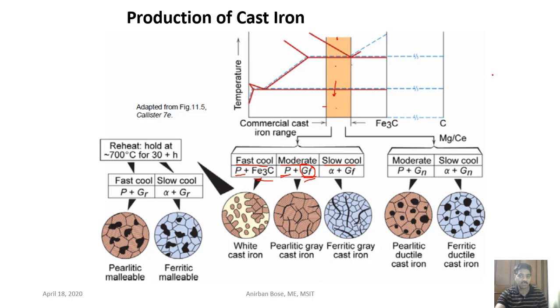Now if you add magnesium or cerium to the structure, then in the presence of magnesium the final structure will again be pearlite and graphite, but now the graphite is not in the form of flakes, it is in the form of nodules. N indicates the nodular or spherical shape. So pearlite plus graphite in the form of nodules. But if you cool it very slowly, then even within the pearlite, the cementite will transform into ferrite and graphite nodules. So the final structure will become only ferrite and graphite nodular structure.